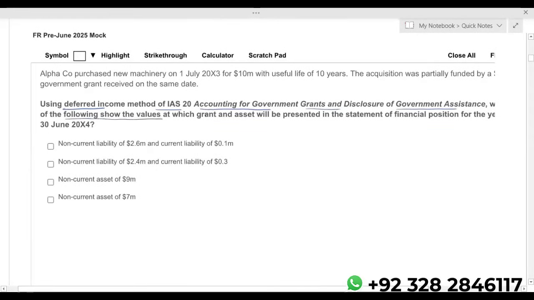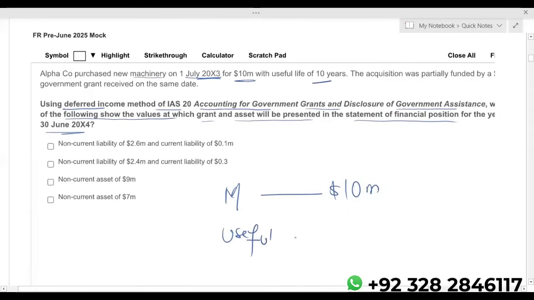The following show the values at which grant and asset will be presented in the statement of financial position for the year ended June X4. Alpha company purchased a new machine on 1st July X3 for 10 million. They bought a machine for 10 million. Useful life is 10 years. The acquisition was partially funded by the government grant.